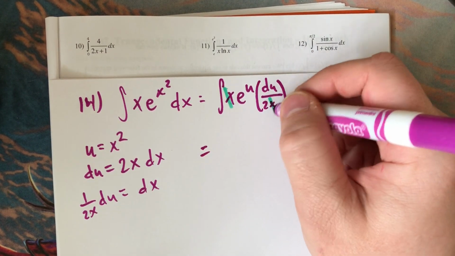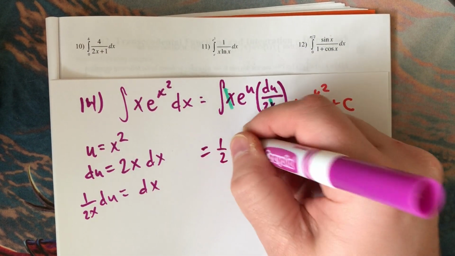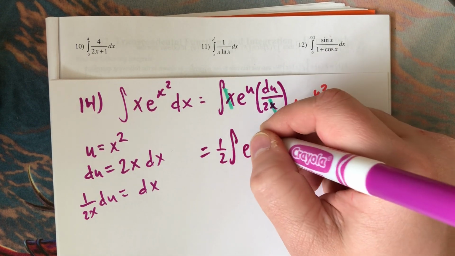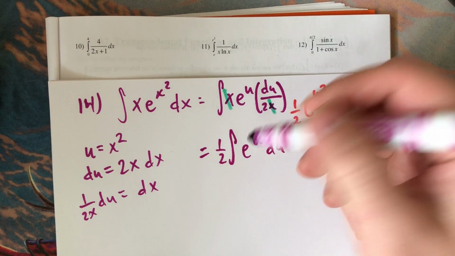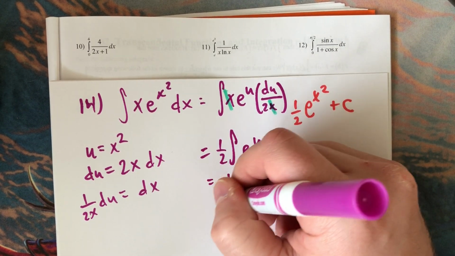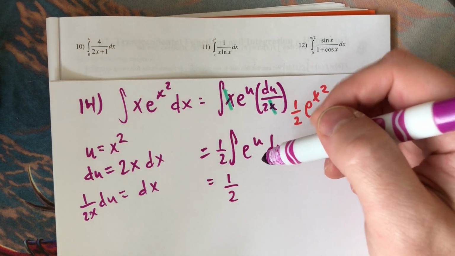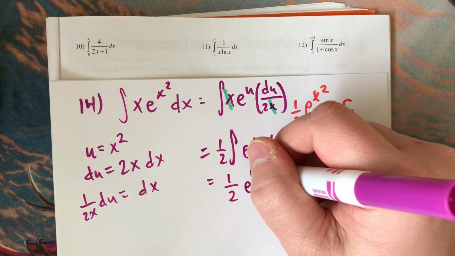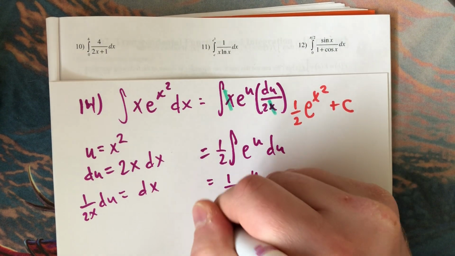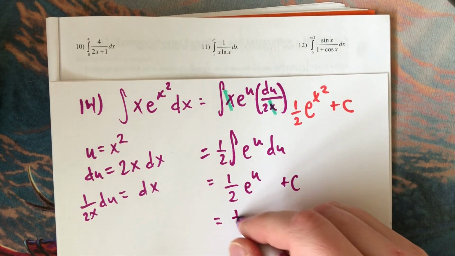Now we've got, see, it's over 2, so I'm going to say 1/2 out front. We got a wonderful integral here, because the antiderivative of e to the u is just e to the u. And we'll drop our u back in.